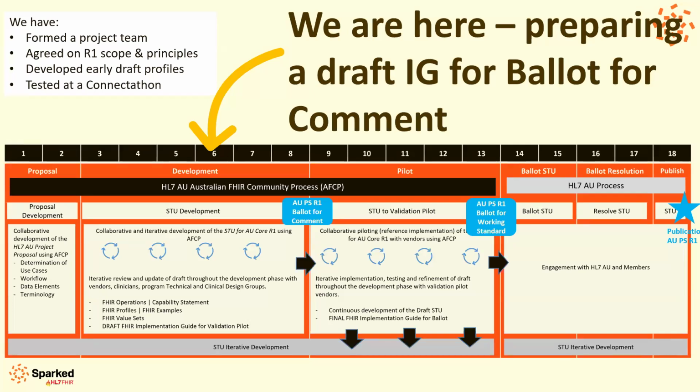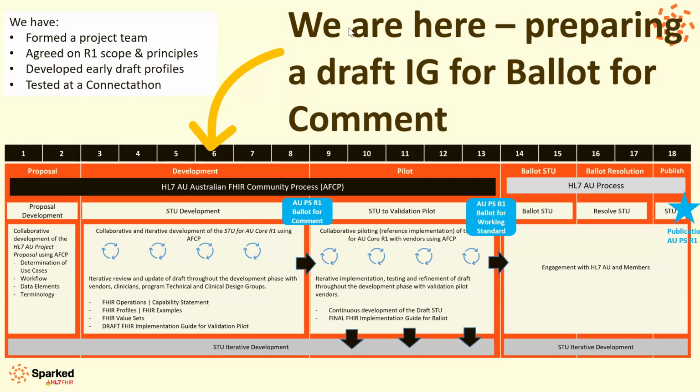And so far, we've formed our project team. We have agreed on our priorities. We've developed our early draft profiles. We've already tested at a connectathon and are now starting to elaborate on some of the use cases and guidance. But there are some more things to do before we do a ballot for comment. And I'll talk about that in the next slide.